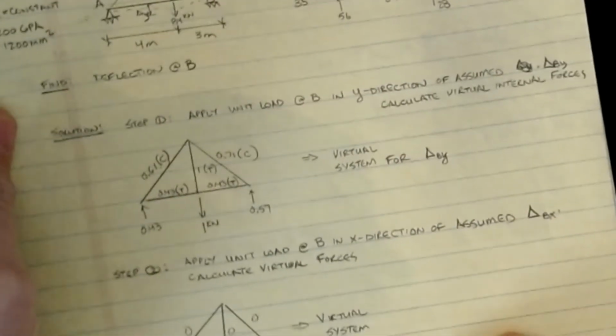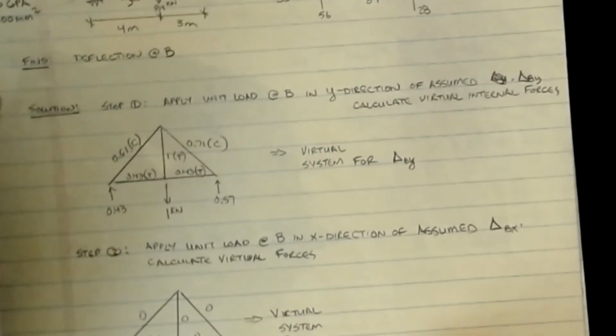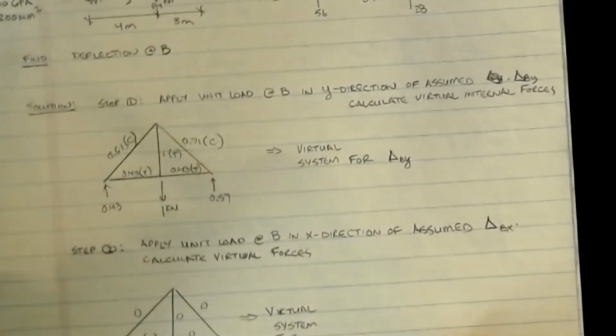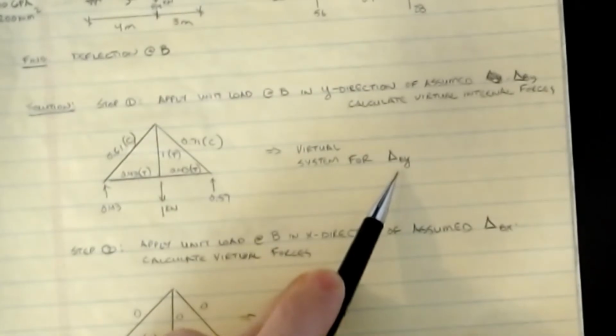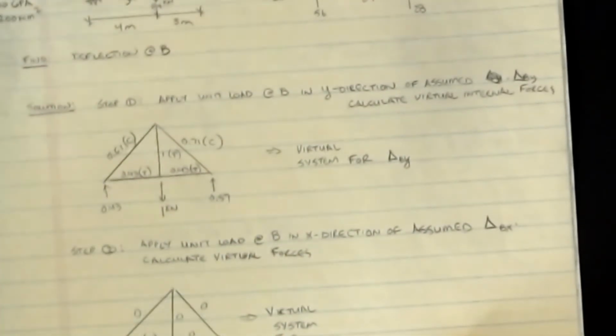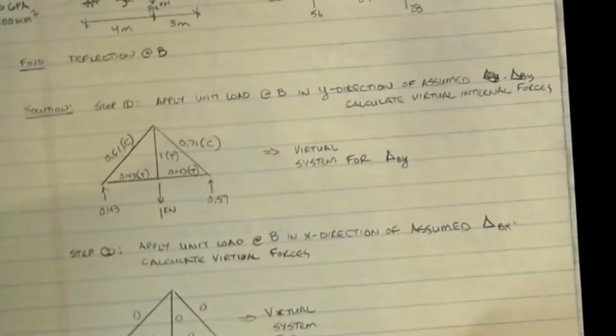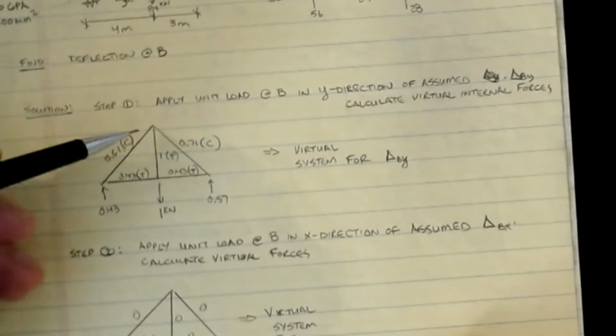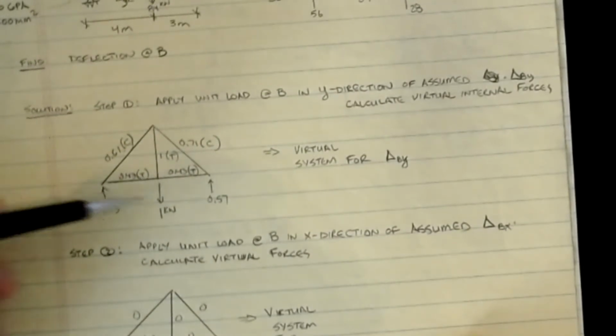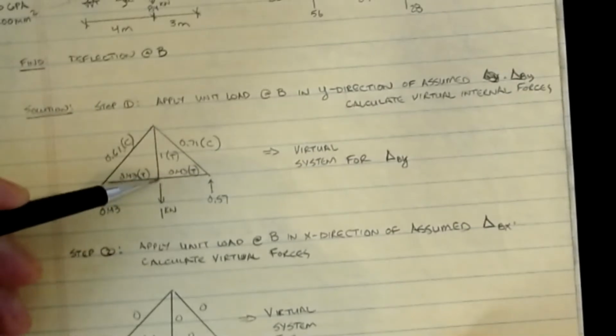So what we do now is go in and apply our virtual system. The first one we're going to look at is applying a virtual system for the y direction, so our delta B in the y direction here. If we go through and look at that, we're going to have our basic system, which consists of a 1 kip load at B acting vertically.